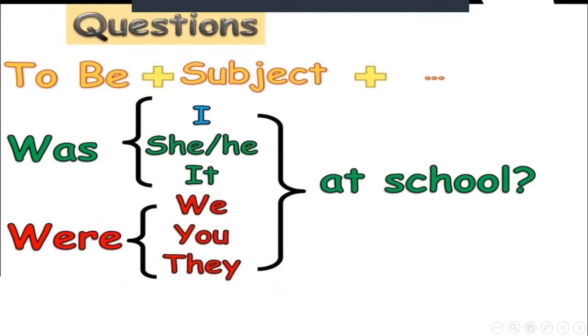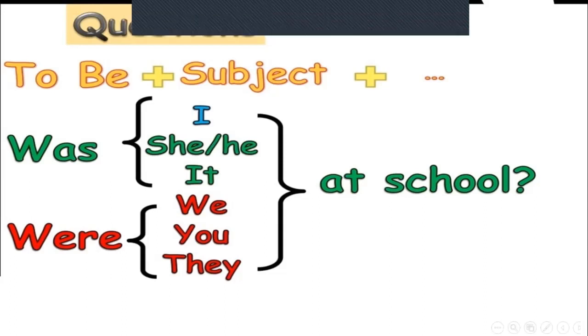Now, my students will know how to make questions with was and were. This question, we call it a yes-no question, beginning with the auxiliary verb. Where is the auxiliary verb here? The auxiliary verb here is was and were.